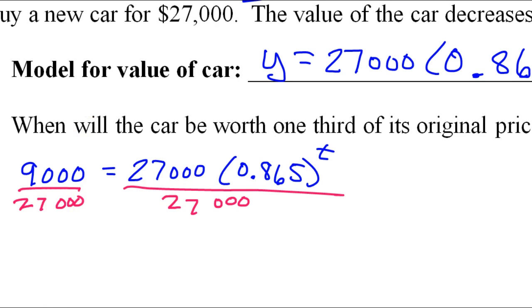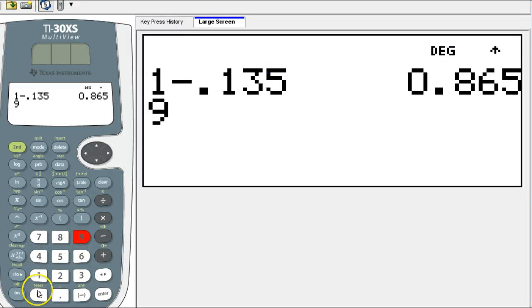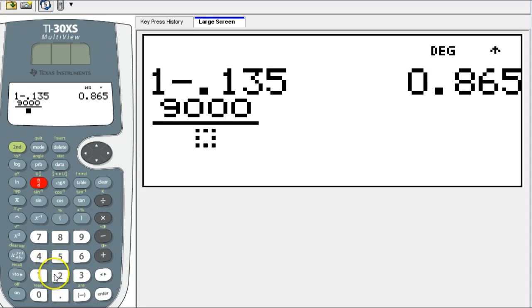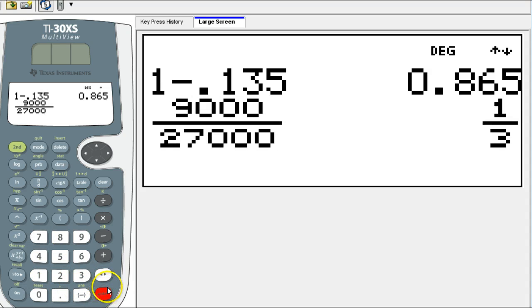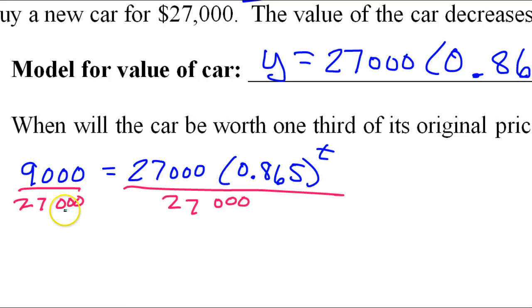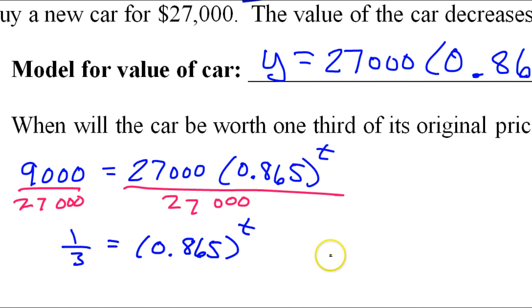Okay, but of course, if you do 9,000 divided by 27,000, we're going to get 1/3. All right, that's why we picked 9,000 in the first place, is because it has to be 1/3 of its original price. So that's going to give us 1/3 is equal to 0.865 to the t power.